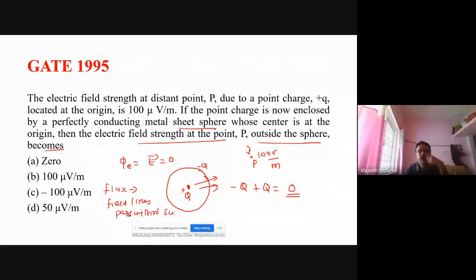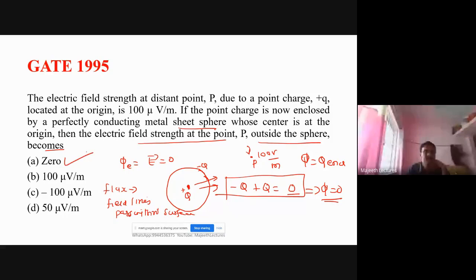So from here we understood total flux is 0 because charge enclosed is 0 as per the Gauss law, because psi is equal to Q enclosed, right? So net charge is 0. So this implies psi is 0. Okay. So flux 0 means electric field is also 0. So answer is option A.